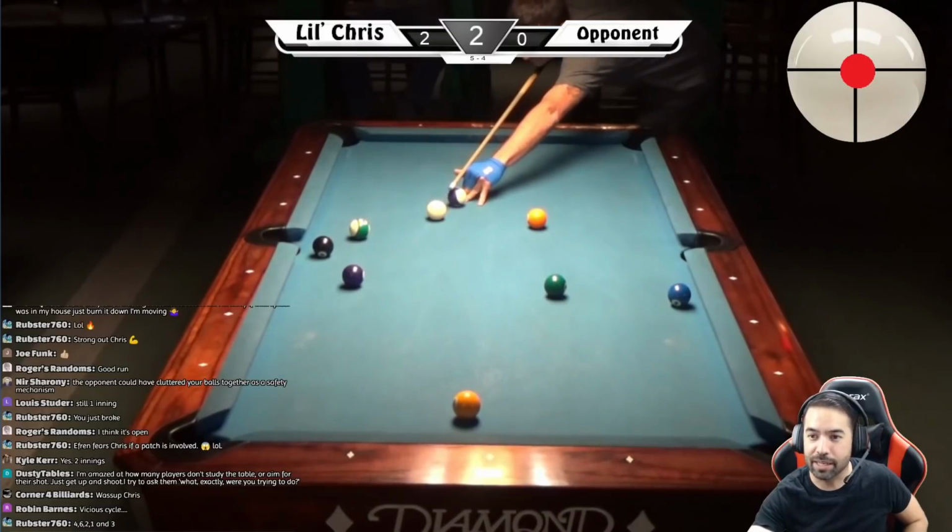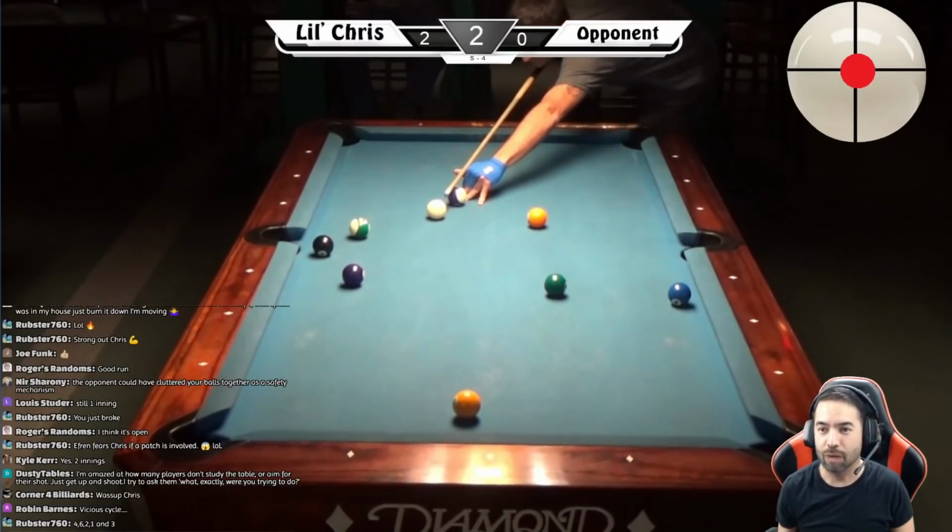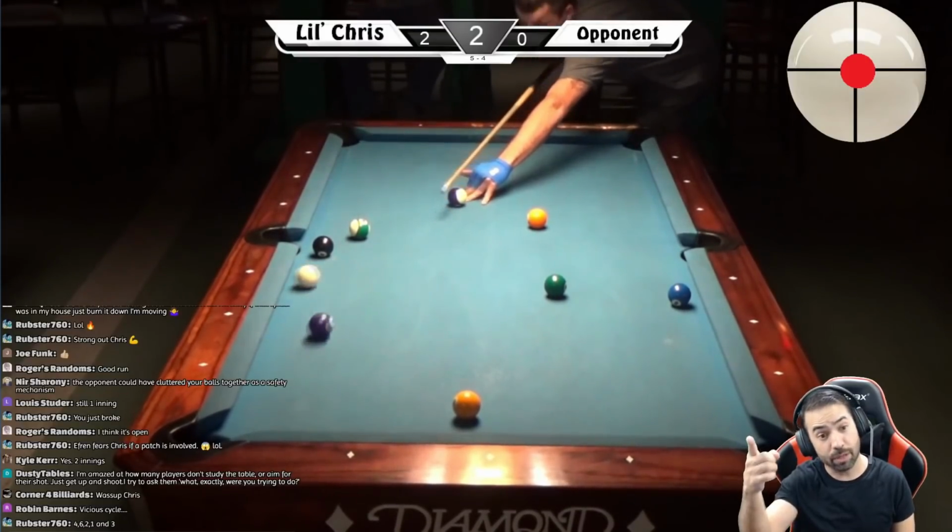Hey, I got some Texans in here. I see Brian from Corner 4 Billiards and Robin Barnes. Roger Random's also from Texas.